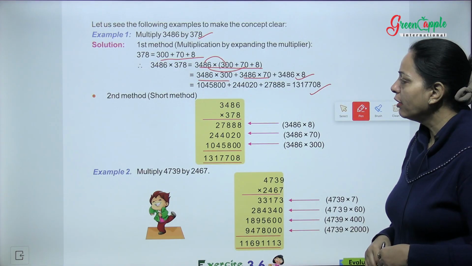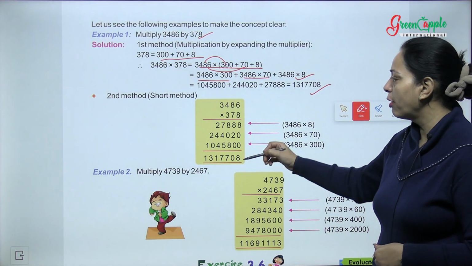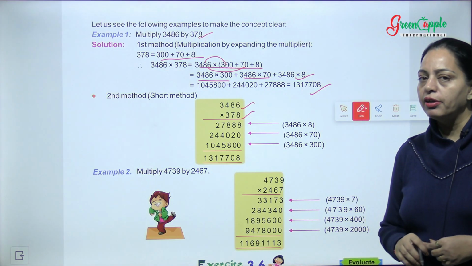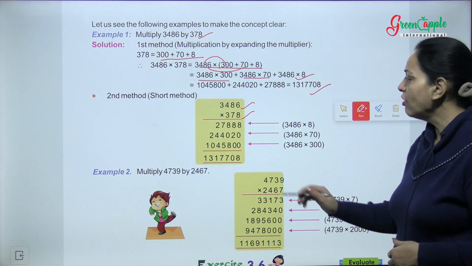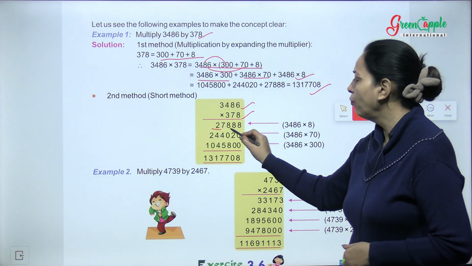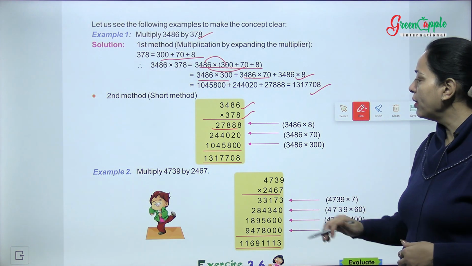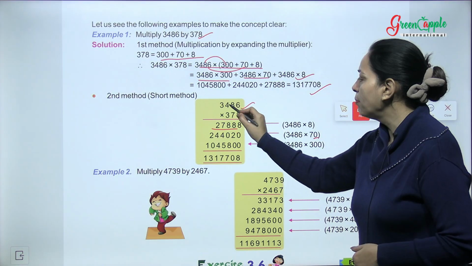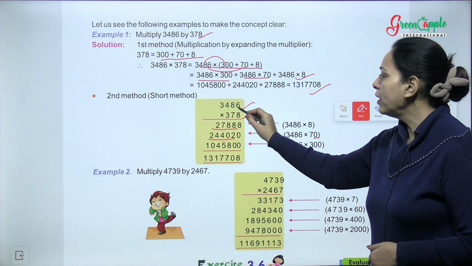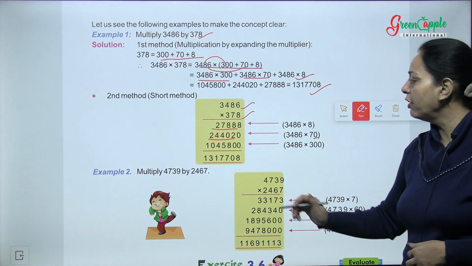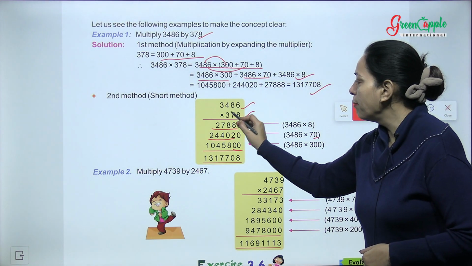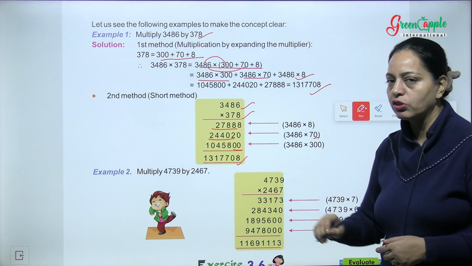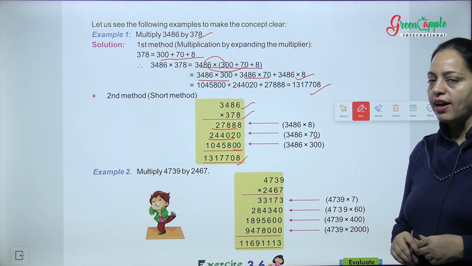Now second method, short method. Arrange the numbers like this, the bigger number and here the smaller number. So start from ones digit, first multiply by 8, we are getting this. Now multiply by 70, so 1 zero here, multiply by 7. Now multiply by 300, so 2 zeros here and multiply by 3. Now add these 3 rows, so this is the answer.